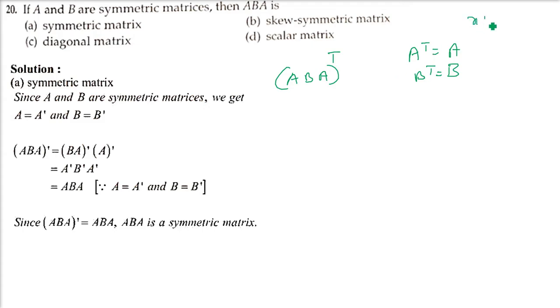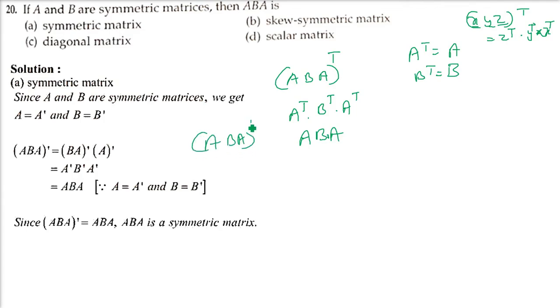As I said, X, Y, Z transpose is Z transpose, Y transpose, and X transpose. So for A, B, A transpose, we have A transpose, then B transpose, and then A transpose. Now A transpose is already given as A, B transpose is B, A transpose again A. So when we transposed A, B, A, we got the same matrix A, B, A. Okay, this is a symmetric matrix. A is the answer.